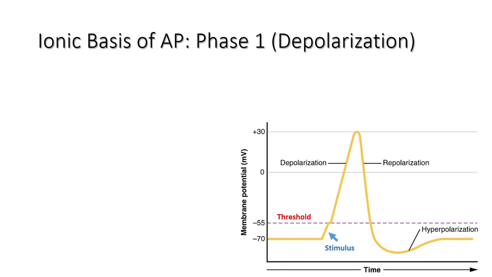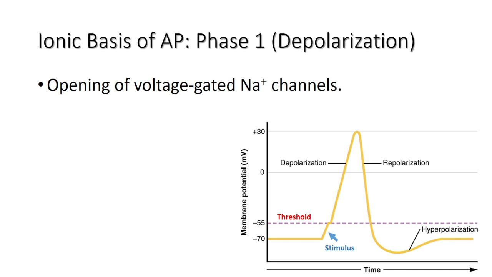When a depolarizing graded potential or some other stimulus causes the membrane of the axon to depolarize to threshold, voltage gated sodium ion channels open rapidly. Both the electrical and the chemical gradients favor inward movement of sodium ions, and the resulting influx of sodium ion causes the depolarizing phase of the action potential.